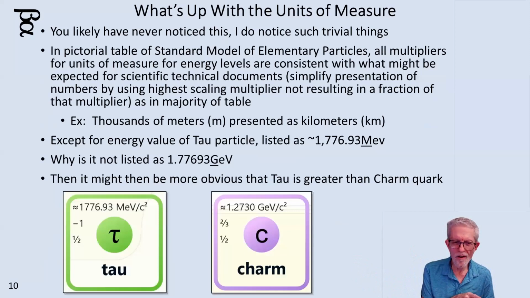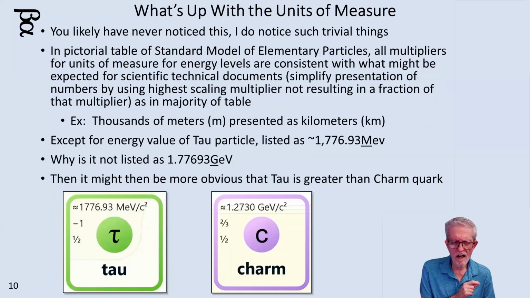But the tau, which is not a neutrino, this is the tau similar to the electron, in the lepton category, is listed as approximately 1776.93 mega electron volts. Why wouldn't that be 1.77693 giga electron volts? It just seems to be an oddity.